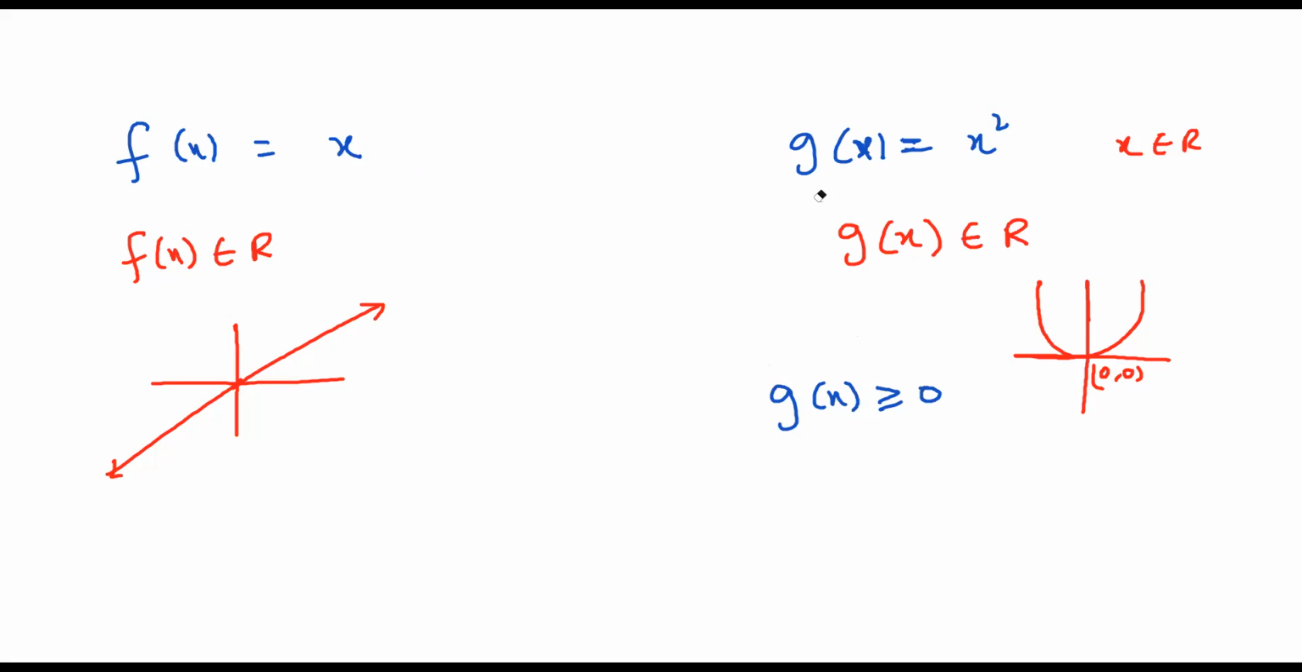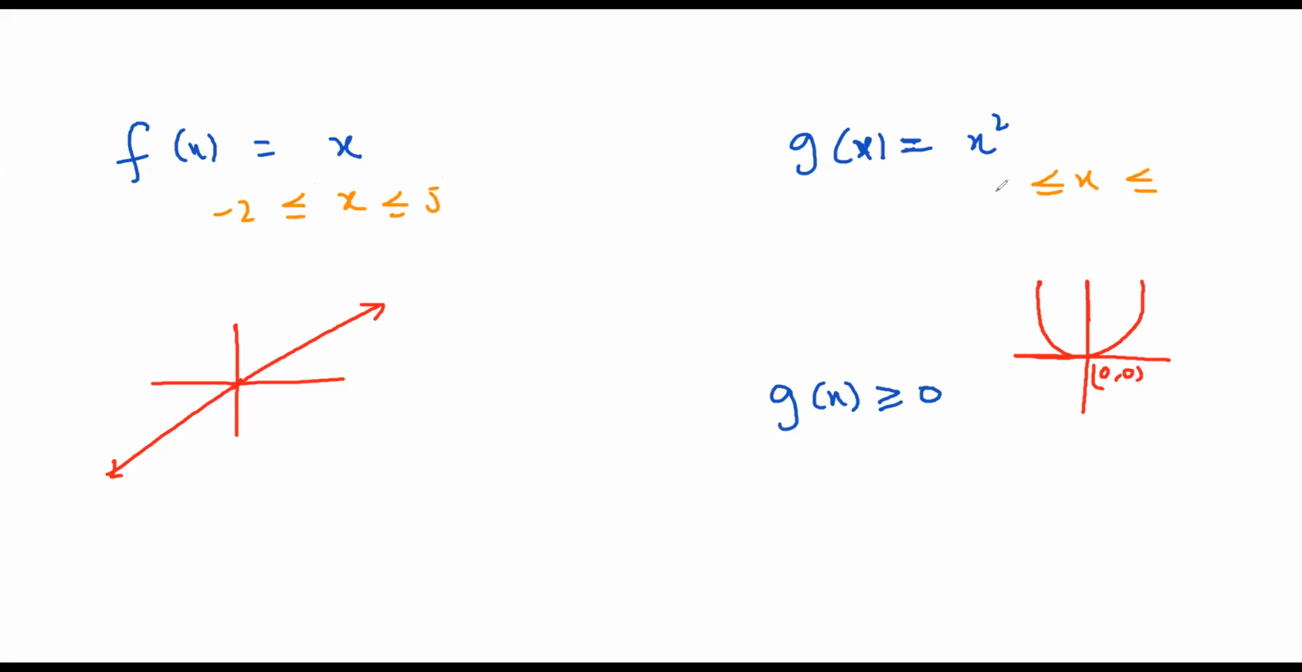Okay. Now I'm going to change the domain here, and obviously the range will change. So now let's say the domain for this function is x between -2 and 5. And let me keep the domain for this one, that x is between, let's say, 2 and 5. Okay, now tell me, what will be the range for these functions?